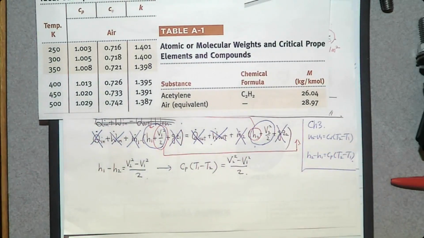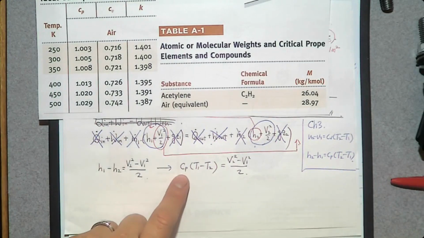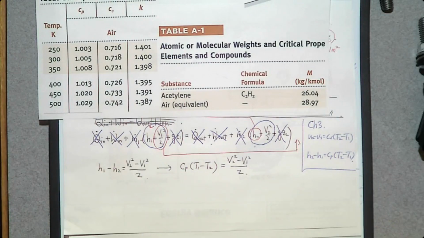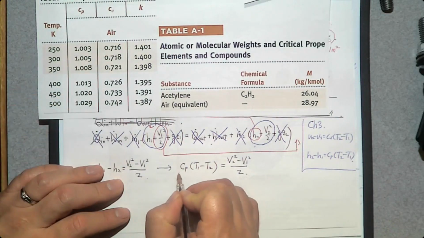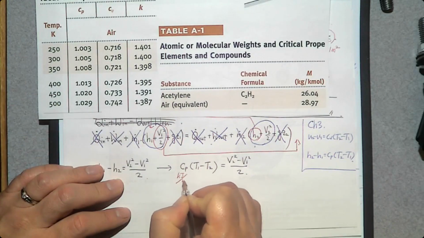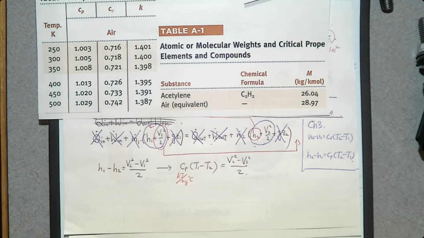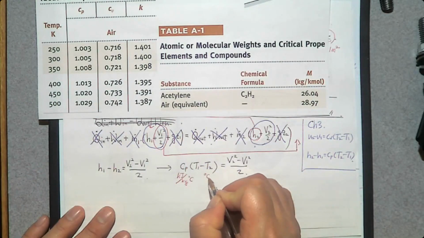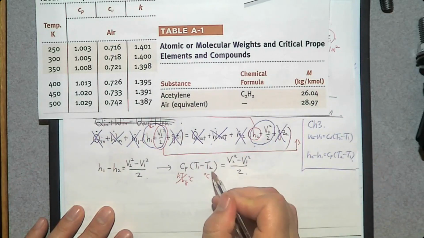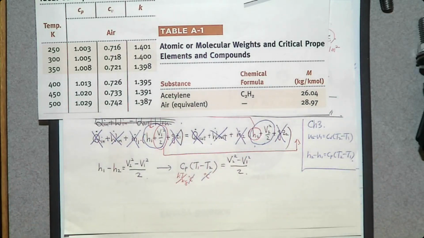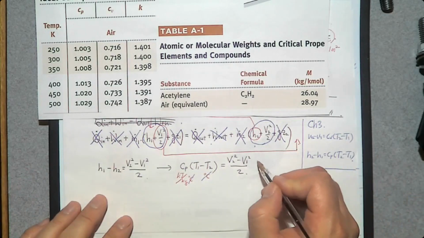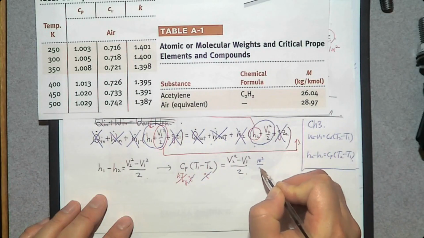By the way, there's one thing that you need to be careful about here. What is the unit of this specific heat? Usually the unit of this specific heat is going to be kilojoule per kilogram degree C. What is the unit of temperature? Degree C. So this degree C can be cancelled, no problem. What is the unit on the right-hand side? We have a velocity square. Velocity square is meter square per second square.